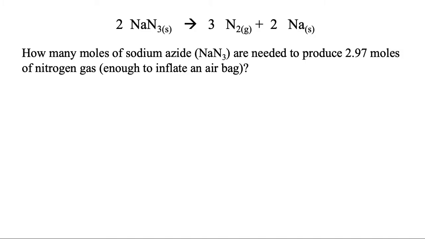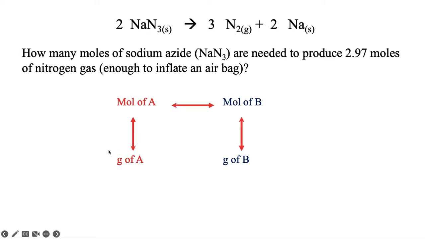Now, you may or may not use all of those steps. These are all the possible steps, but you may not use them all. It just depends on what the problem is asking. Here's what the steps look like. Grams of a compound A, I can convert those to moles of compound A, of the same compound, then convert from moles of A to moles of a different compound, compound B. Then I can convert moles of B to grams of B.